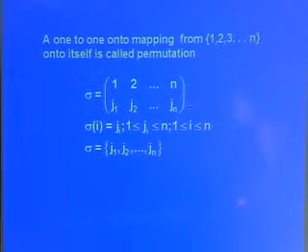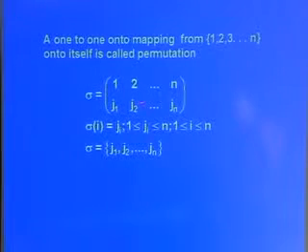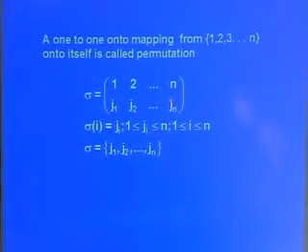and can be defined as this. Here the number 1 is mapping to j1, 2 is mapping to j2 and n is mapping to jn. What are j1, j2, jn? They are simply the rearrangement of numbers 1, 2 to n. This is one to one and onto mapping, so no number will be repeated while writing down j1, j2, jn, and no number will be dropped off.